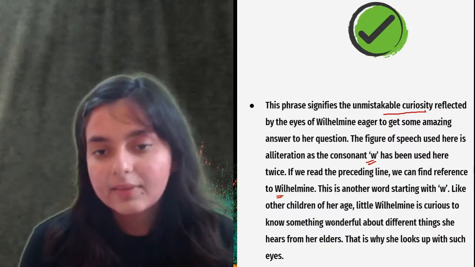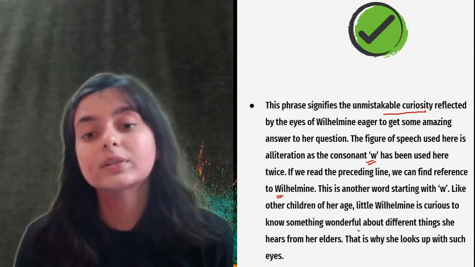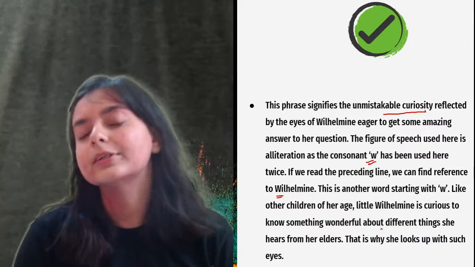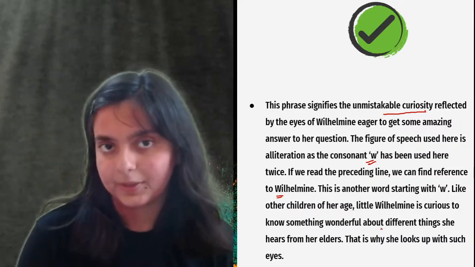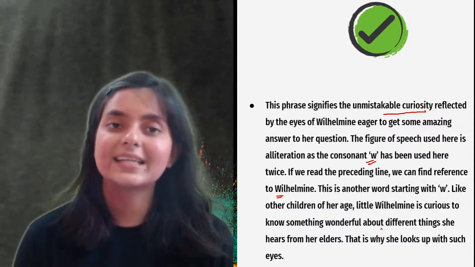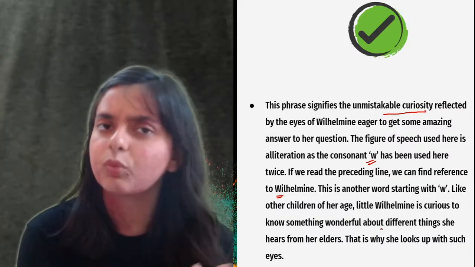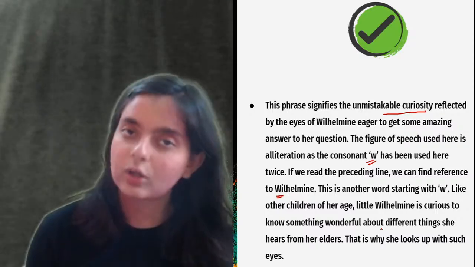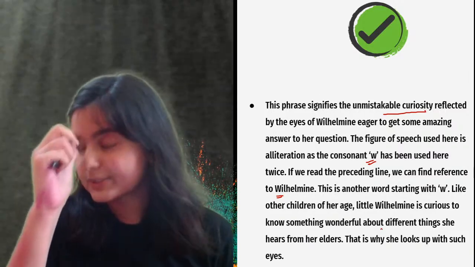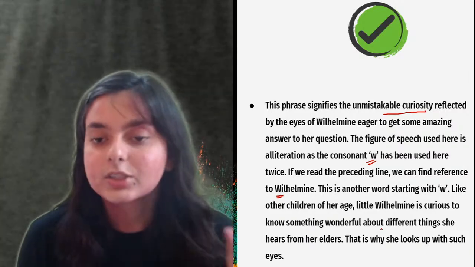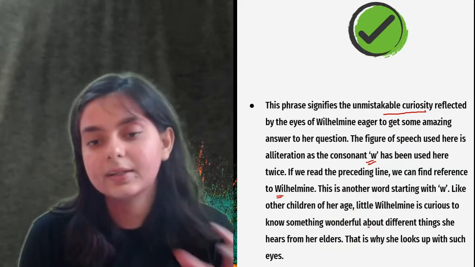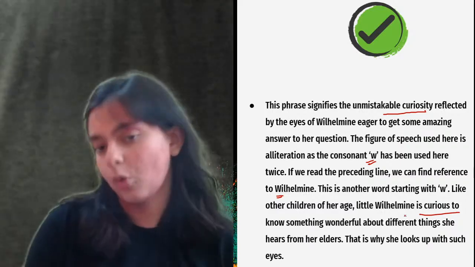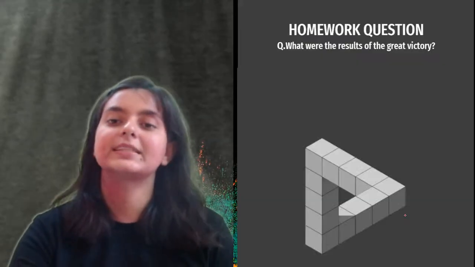So, like other children of her age, little Wilhelmine is curious to know something wonderful about different things she hears from the children. And at last, we also do find there is a generation gap, right? Wilhelmine and Peter King think that war is something very wicked. But on the other hand, old Caspar believes that this is very common and this was a great victory. So we also see a generation gap over there. But here, what is important is her curiosity. She wanted to know more, right? So that is why she looks up with such eyes.